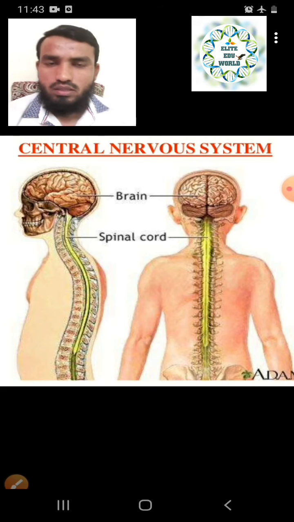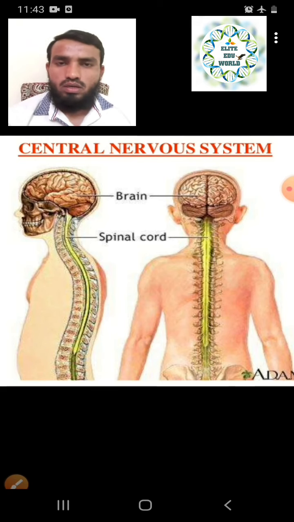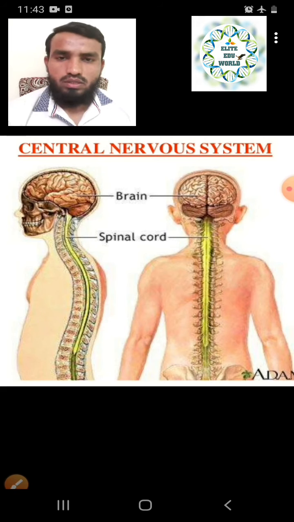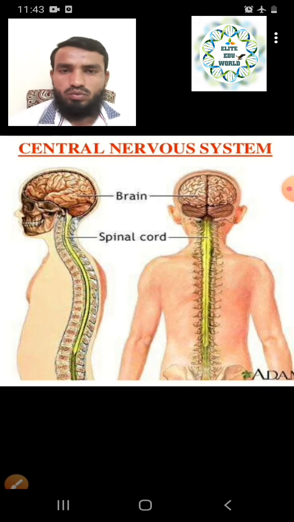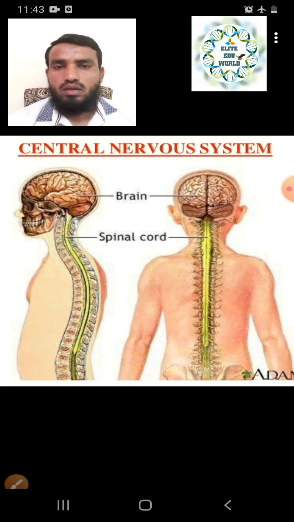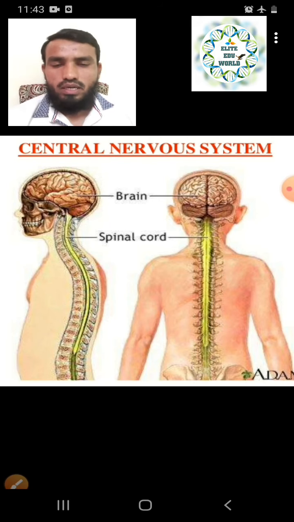So that is why more protection is given to the sensory nerves, or whatever nerves are there. In the central nervous system, you just have to understand or keep in mind that it is the brain and spinal cord. Whatever functioning and whatever things are happening with the brain and spinal cord will come under the central nervous system.